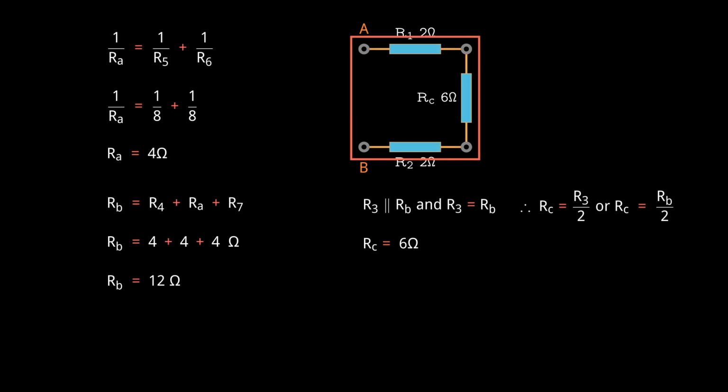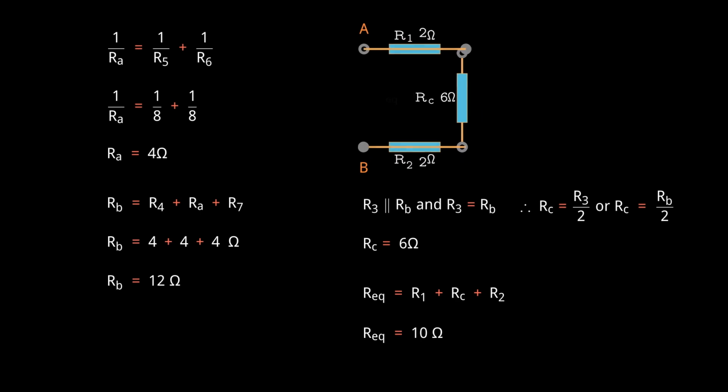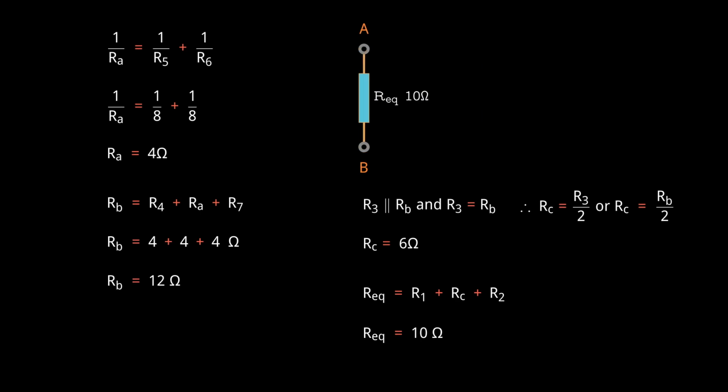These 3 resistors are connected in series. To calculate the equivalent resistance, we simply add the values of the 3 resistors together. This gives us the equivalent resistance between nodes A and B as 10 ohms. This final step simplifies the circuit, showing that the entire network of resistors between A and B can be replaced with a single 10 ohm resistor.